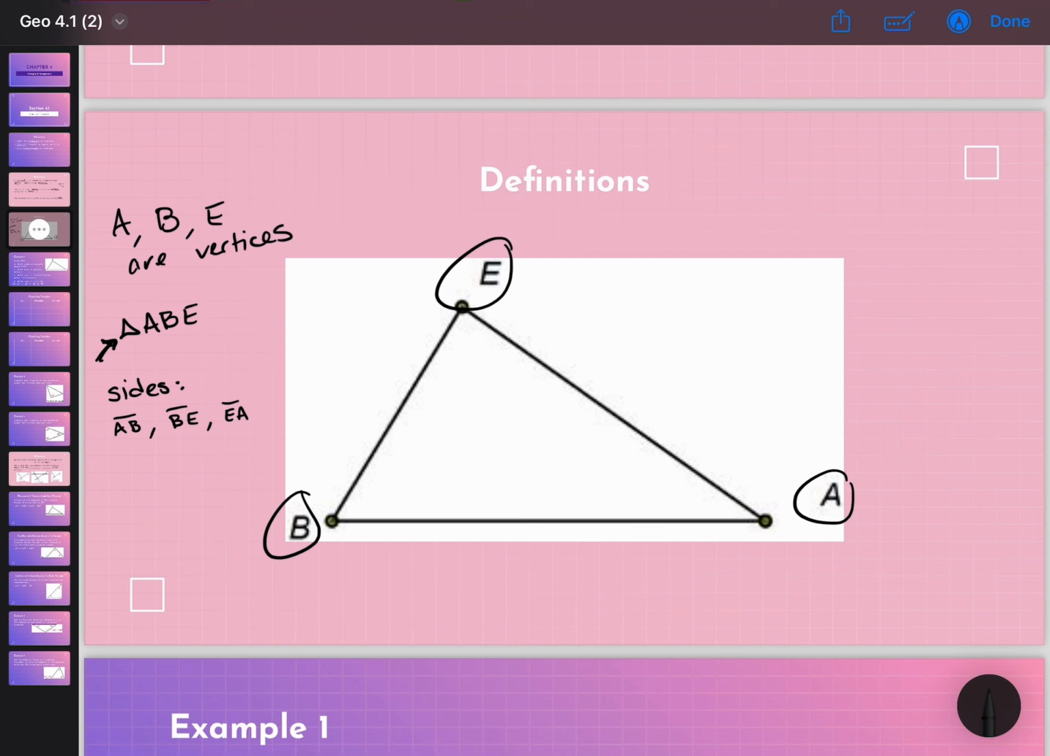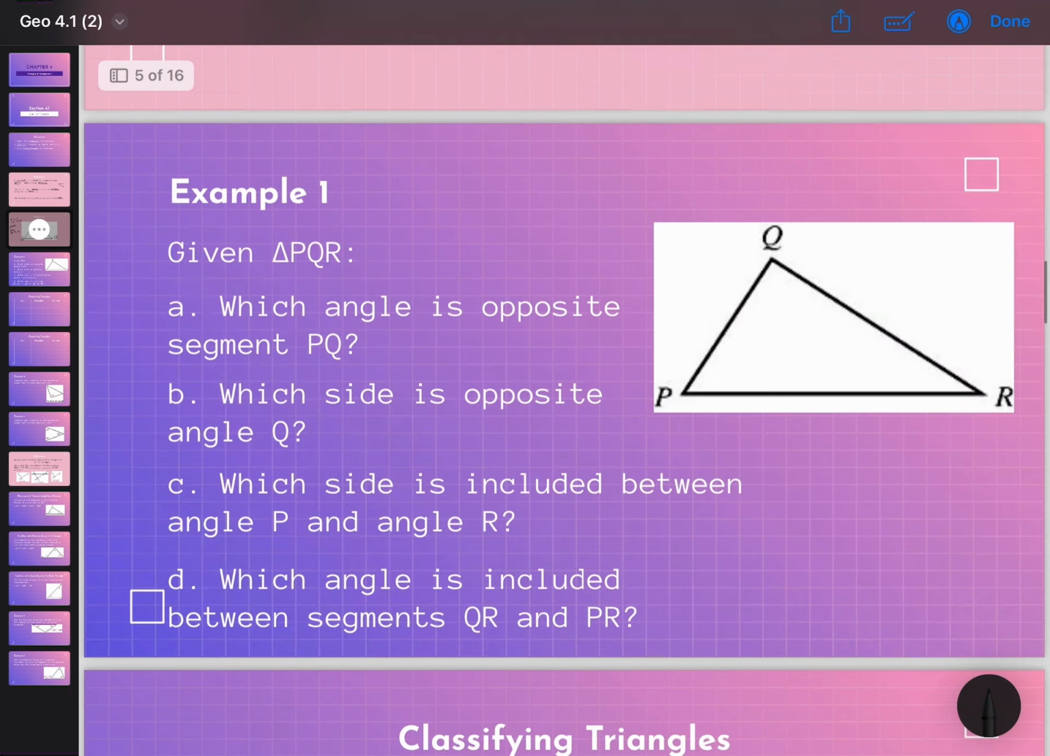And again, remember, it doesn't matter which order I write these letters in for segments. BA, AB, they'd be talking about the same thing. So those would be your sides. All right, we're going to keep going.